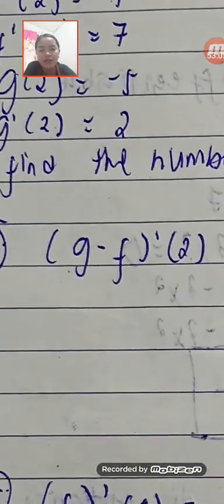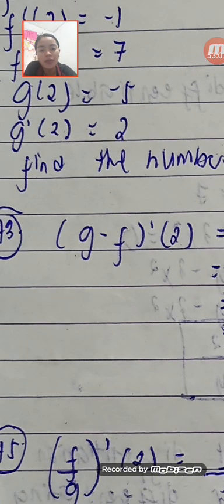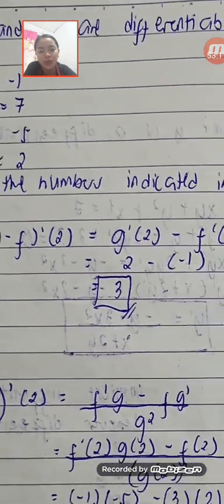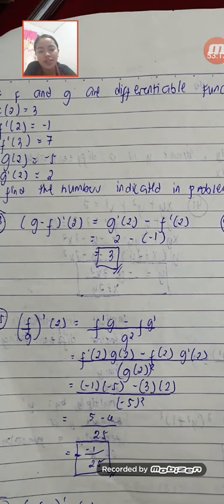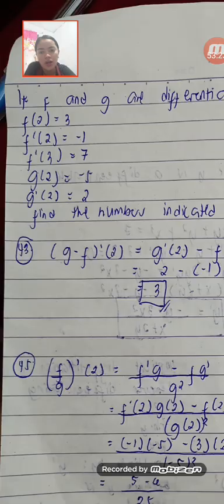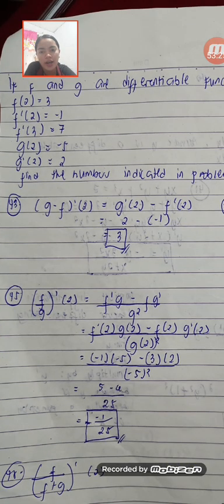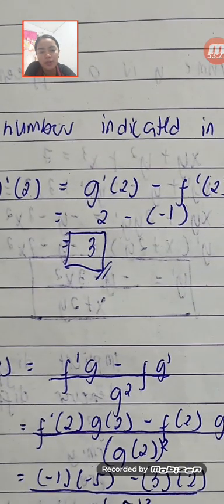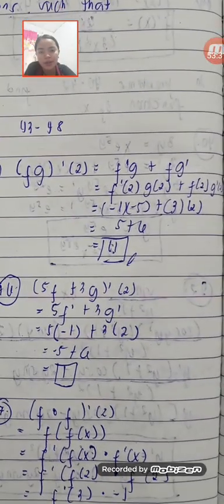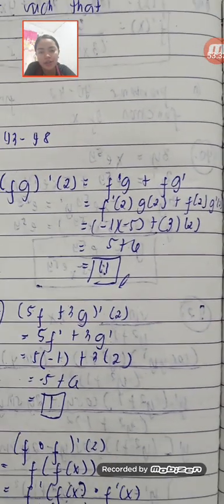So in this item, we have the quantity g minus f prime of 2. In this part, we just need to distribute the 2 in each item. That's why we have minus here. So g prime of 2, we have 2, and f prime of 2 is negative 1. So 2 minus negative 1 is 3. That's why we come up with that answer. The same process goes with this one.